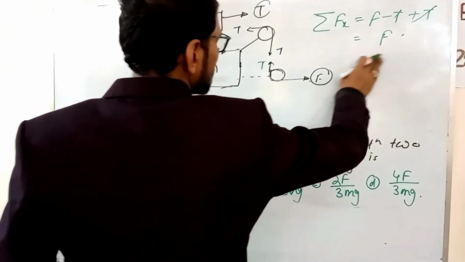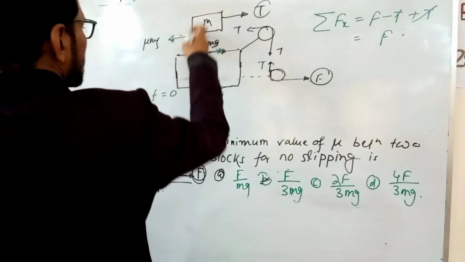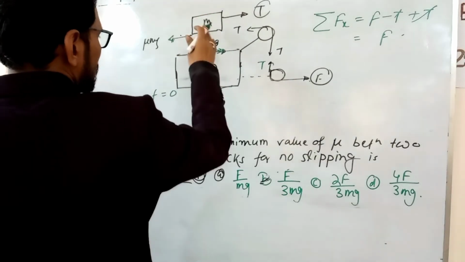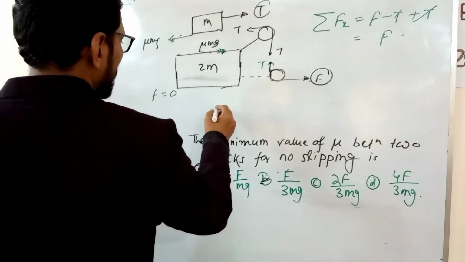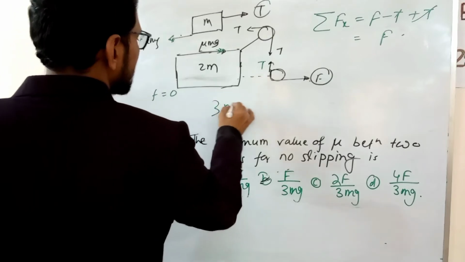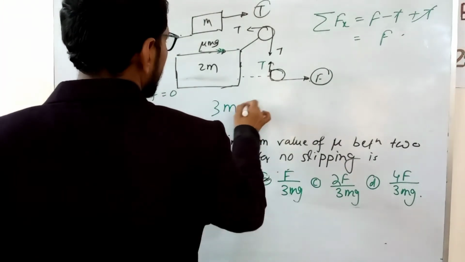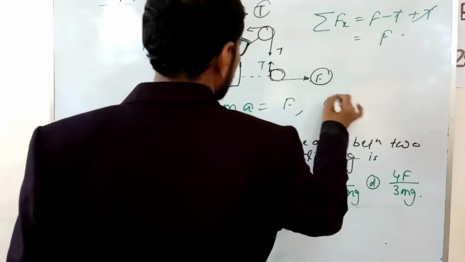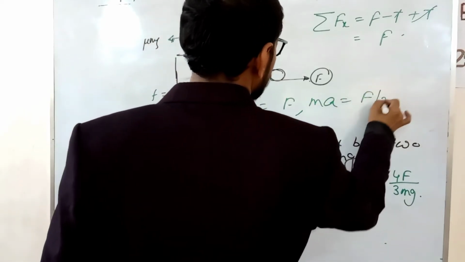Minus T plus T cancel, so the total force is F. So the whole mass of the system is 2m plus m, 3m into a equal to F. So a equal to F by 3m.